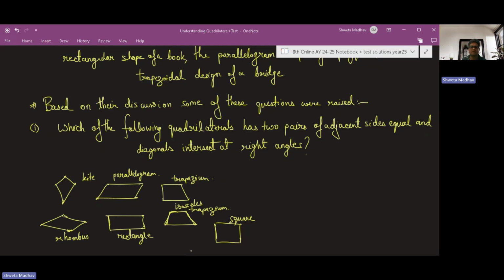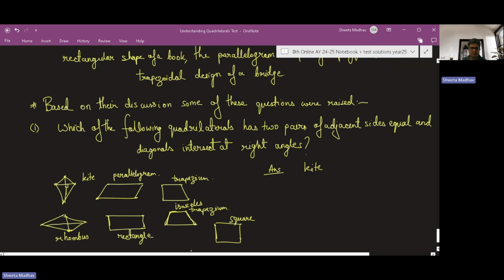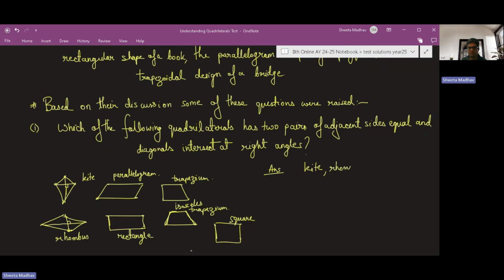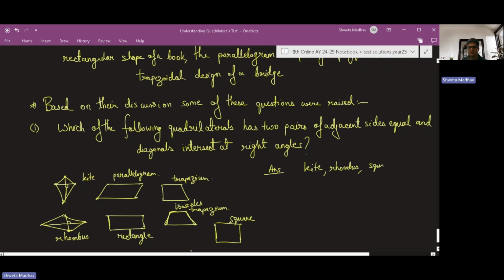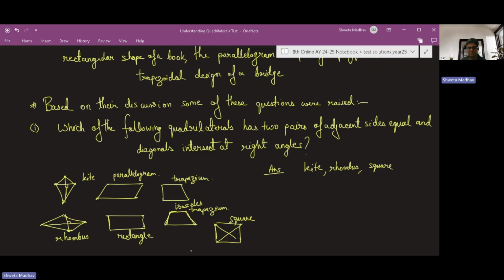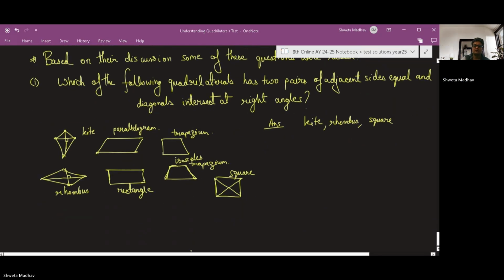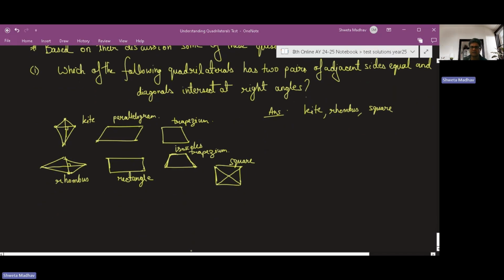Out of these, we have to find which quadrilaterals have two pairs of adjacent sides equal and diagonals intersecting at right angles. The answer would be kite, since its diagonals intersect at right angles, and then rhombus also, since in a rhombus the diagonals intersect at right angles. Then square, since in a square the diagonals are equal and intersect at right angles. So the answer is kite, rhombus, and square.